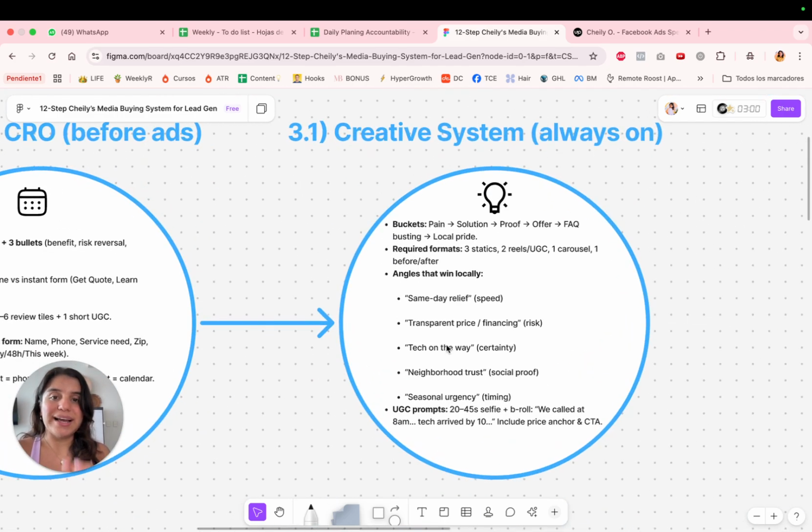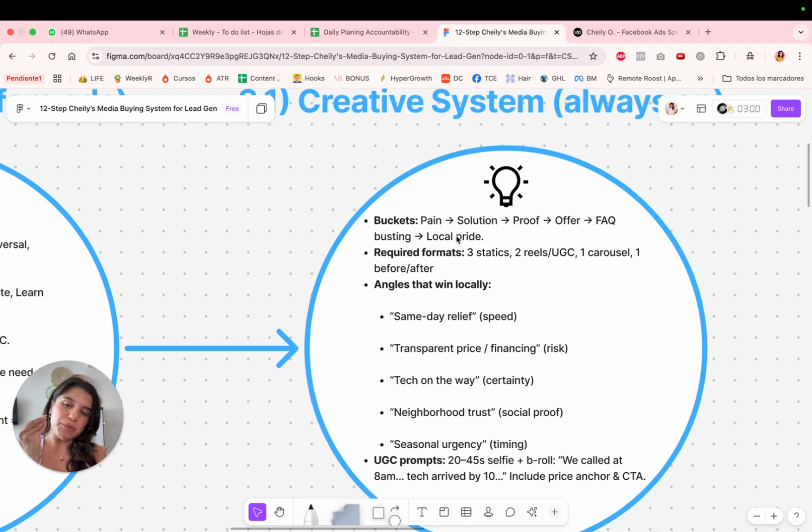The next step is a creative system. This way, we try different formats, because the creative and the ad itself is the first thing the client, or the potential client, sees, right? So we want to make sure that the creative we're using falls in one of these buckets: either pain, solution, proof, offer, answering an FAQ, or local pride. Because especially certain businesses will be more inclined to buy from you if they know you're a local business or you have been doing it for a certain number of years, etc.